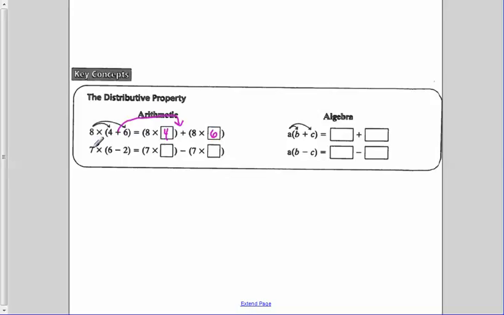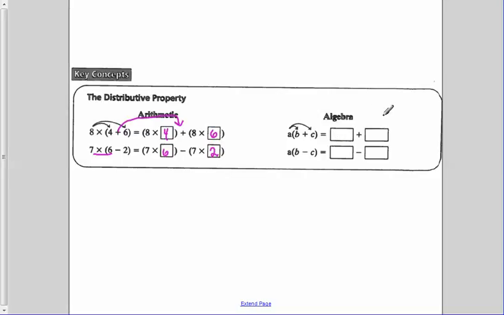Same idea with 7 times, in parentheses, 6 minus 2. So we distribute the 7, so 7 goes to the 6, so that'd be 7 times 6, and 7 times the 2. Now, this is where most people make a mistake, and they don't remember about the inside operation, that subtraction sign. I keep the sign that is here in between the two products. So 7 times 6 minus, because of the subtraction sign here, minus, and then in parentheses 7 times 2.